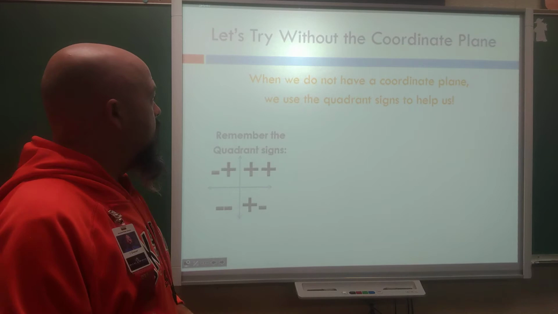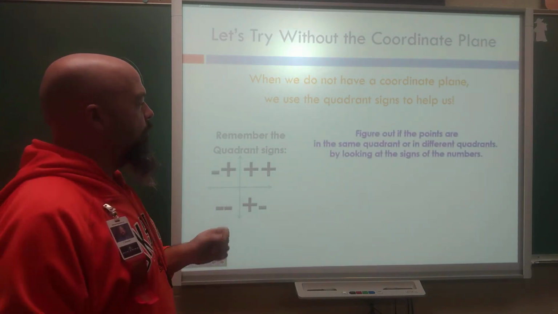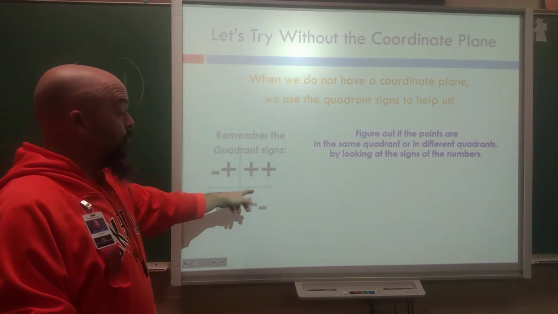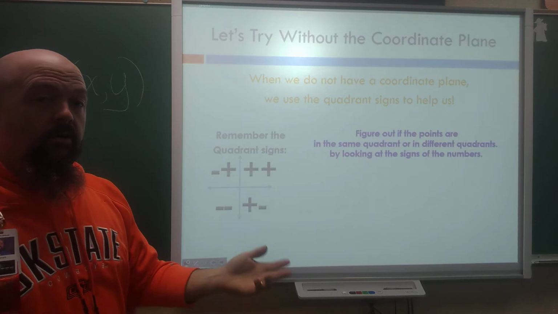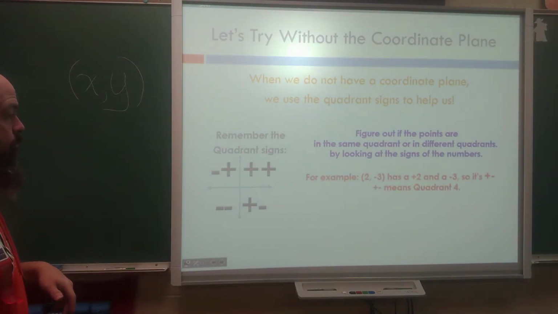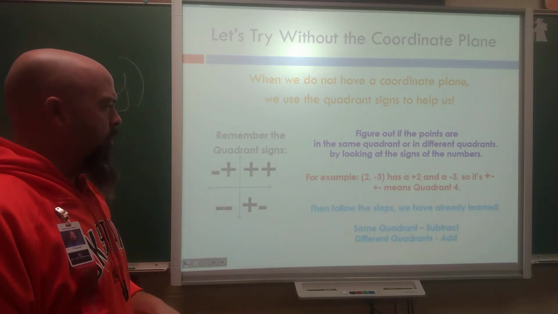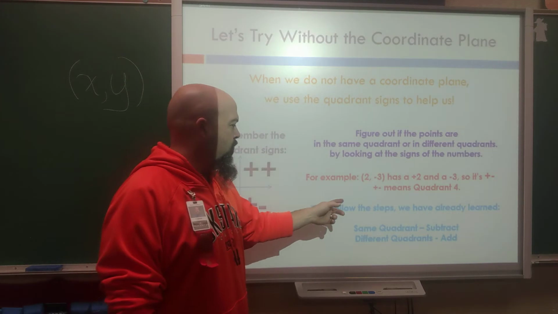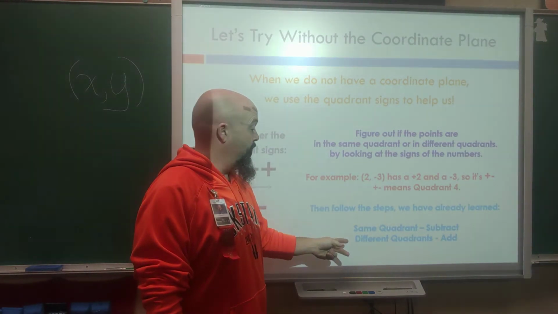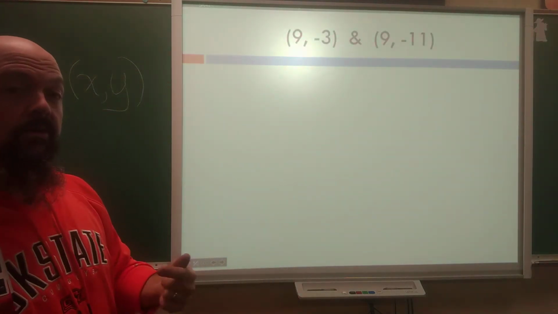Here it is again. All right, so let's figure out if the points are in the same quadrant or in different quadrants by looking at the signs of the numbers. If you know your signs and what quadrants they exist in, you're good to go. If you have a 2 and a -3, well, that is a positive and negative, and of course that puts us into quadrant 4. And then we go back to the same basic rules for distance between points. If it's the same quadrant, we subtract. If it's in different quadrants, we add, right? Same subtract, different add.